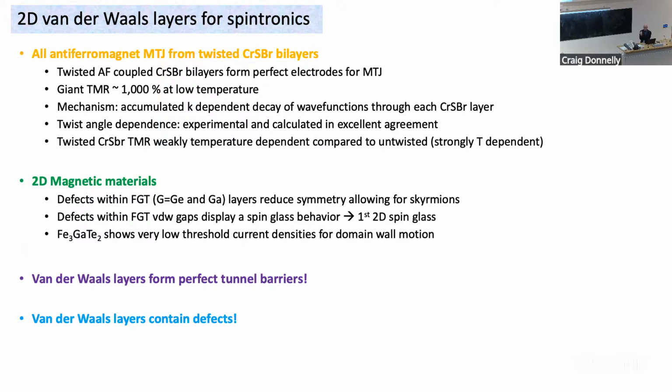And at the same time, we find evidence in both single crystals grown by conventional means and MBE films grown by MBE techniques that we also see iron in the van der Waals gaps. And these appear to be spin glass-like in characteristic, and we believe we can take a single model there and show these first 2D spin glass behavior. So, summary, van der Waals layers on the one hand form excellent tunnel barriers, and on the other hand, they contain defects that change fundamentally their properties.